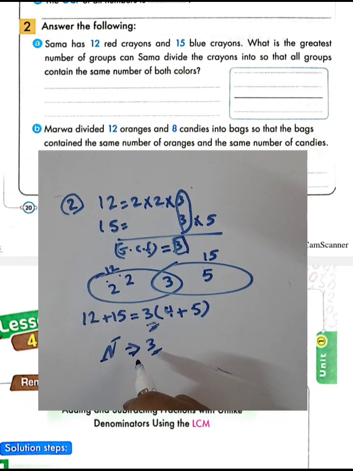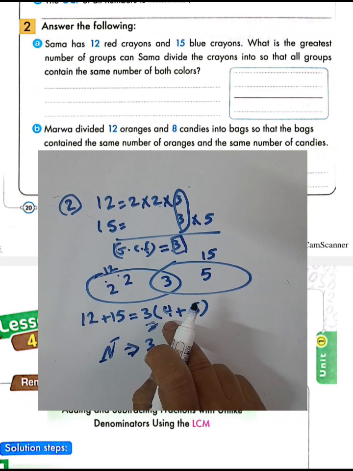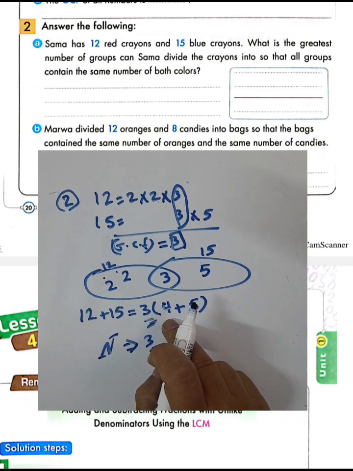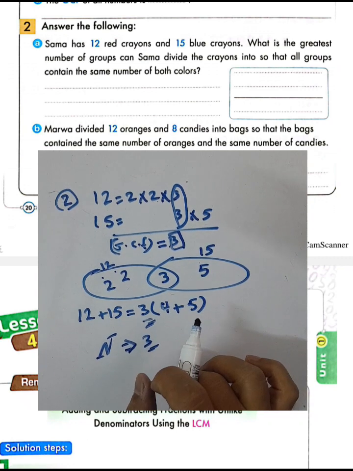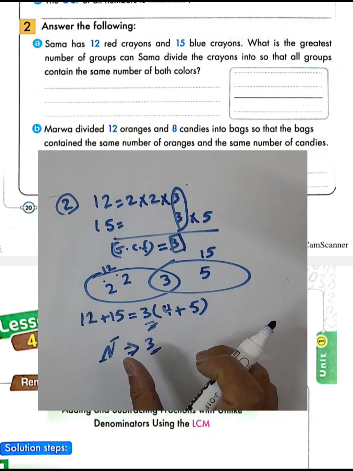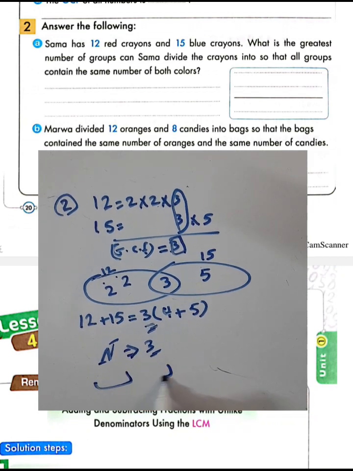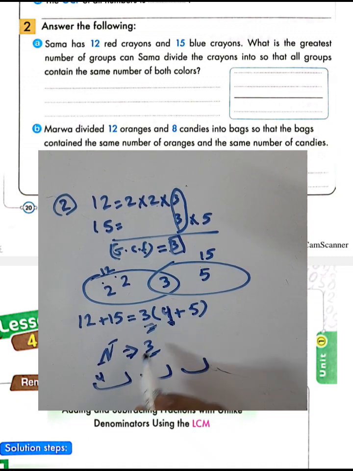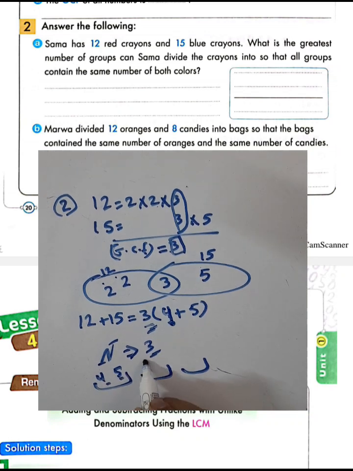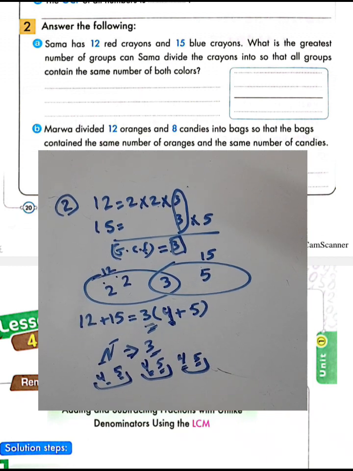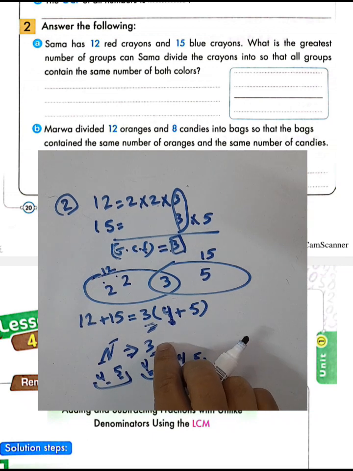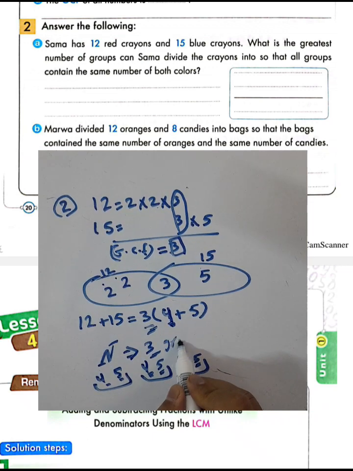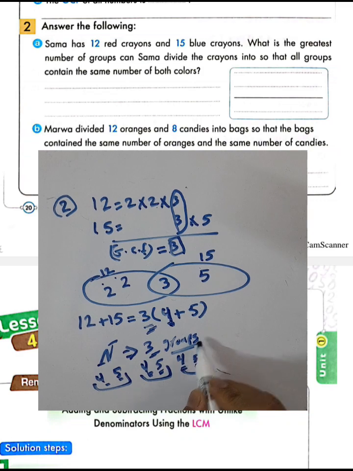He will put in the first group 4 of the first type and 5 of the second type. How many groups do we have? 1, 2, 3 groups. Write in each 4 from the first type and 5 from the second type. So the result here, how many groups? Write 3 groups. You must write 3 groups in this example. Okay.